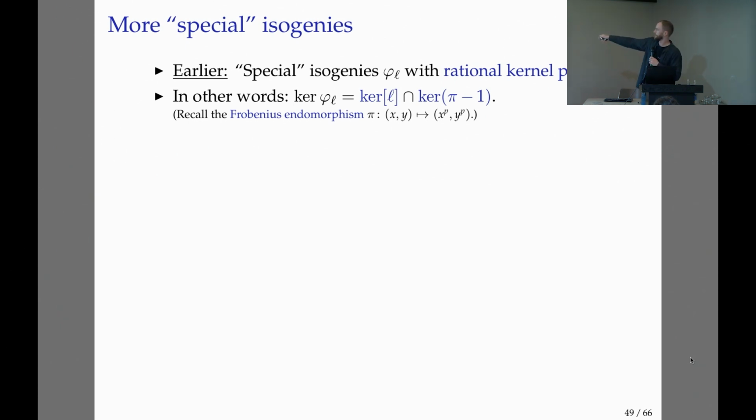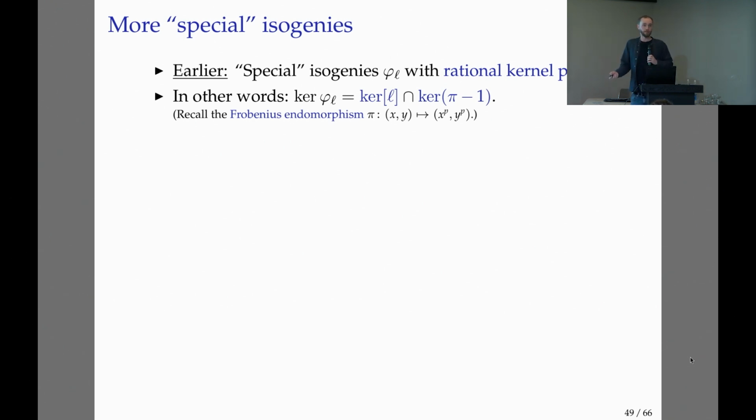And saying that you have a point of order l that's rational just means it lies in the kernel of multiplication by l, that's what order l means, and it lies in the kernel of Frobenius as well. So those are the points that vanish under pi minus 1, which are the points that are fixed by pi, so they're rational.